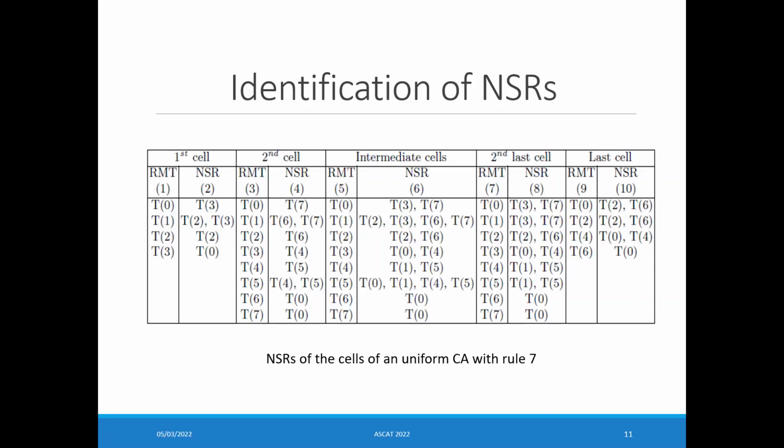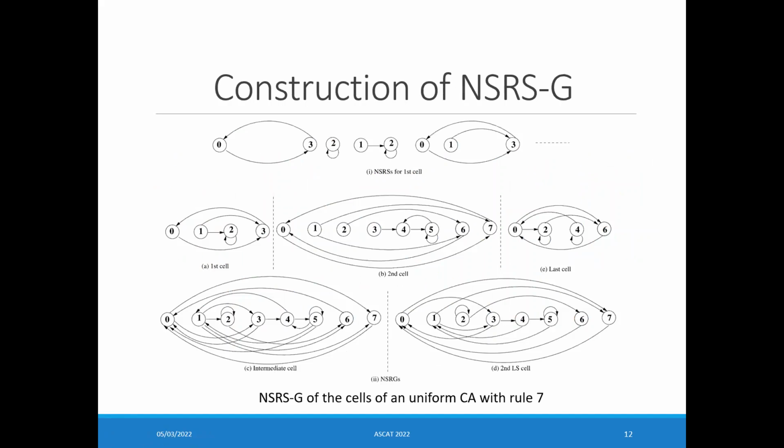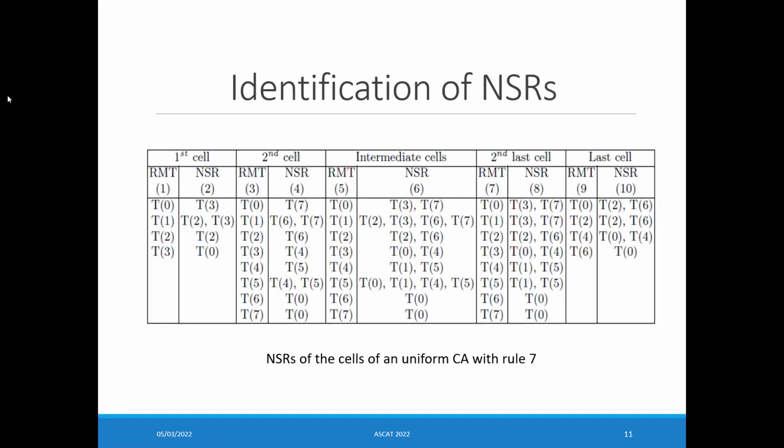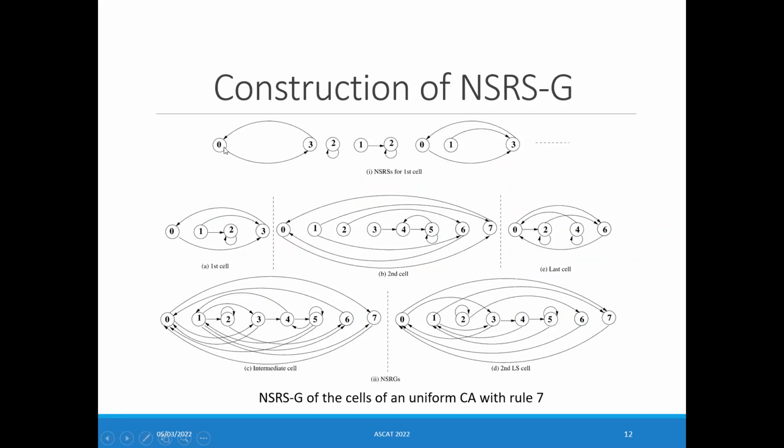This is all the NSR for all the RMTs for the first cell, second cell, intermediate cell, second last cell, and last cell. From this NSR, we can construct the NSRSG. How can we construct the NSRSG? T3 is the NSR of RMT 0, so there will be a connected edge from T0 to T3. You can see that from T0 to T3 there is a connected edge. Similarly, the NSR of 3 is 0, so there is a connected edge from 3 to 0.